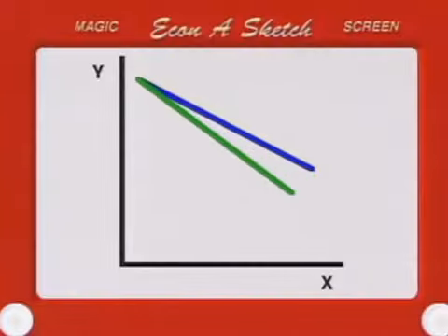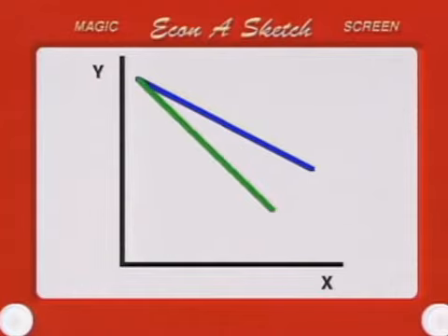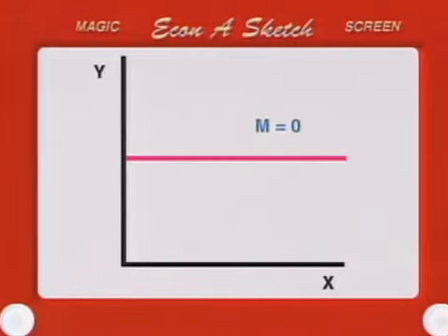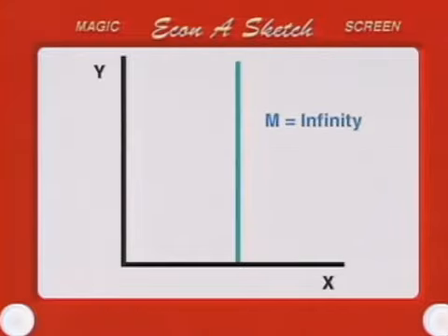Here's a graph of a line. Notice as the slope parameter m increases, the line becomes steeper. At m equals 0, the line is horizontal. Then we move to negative slopes. At m equals infinity, the line is vertical. The intercept term shifts the line up or down.